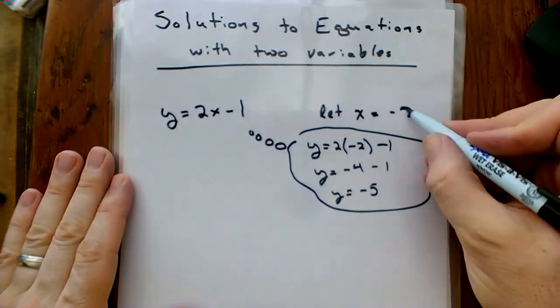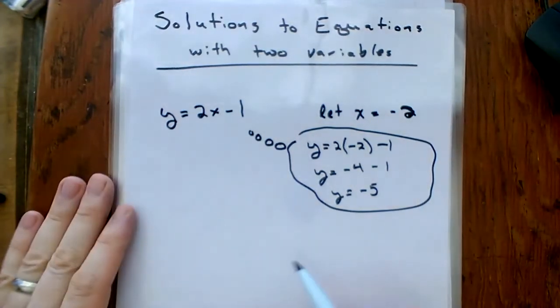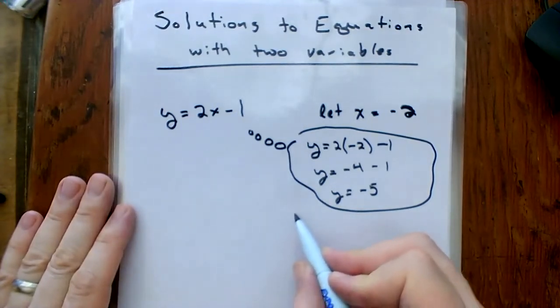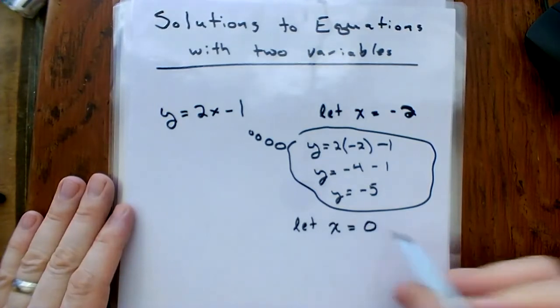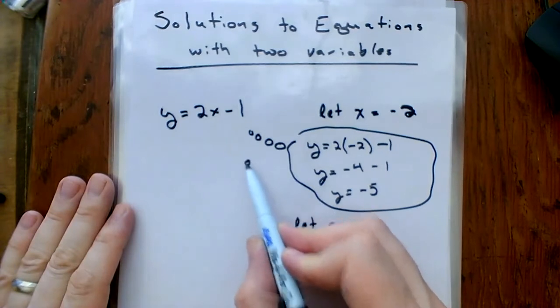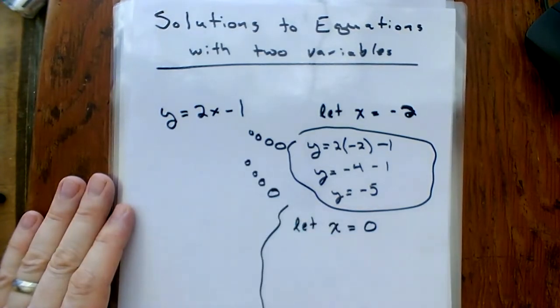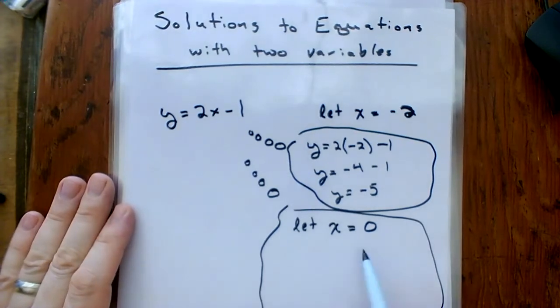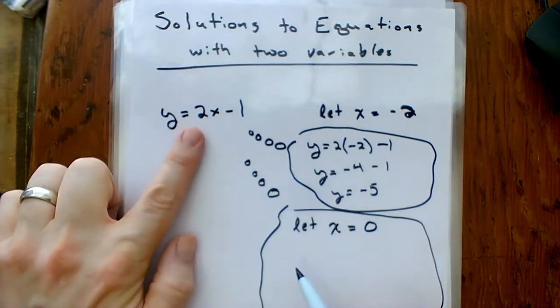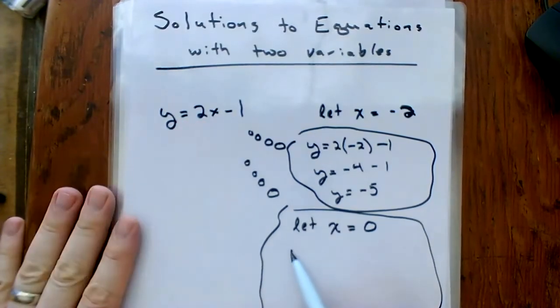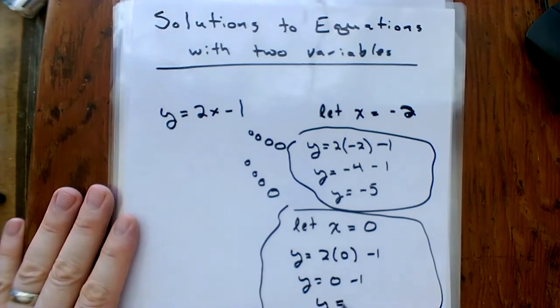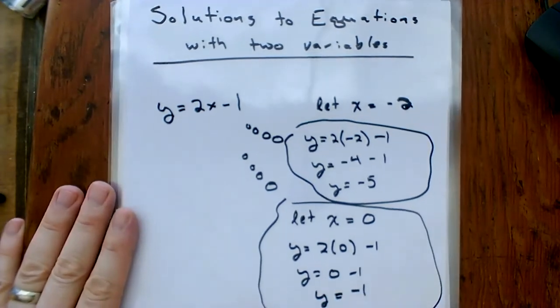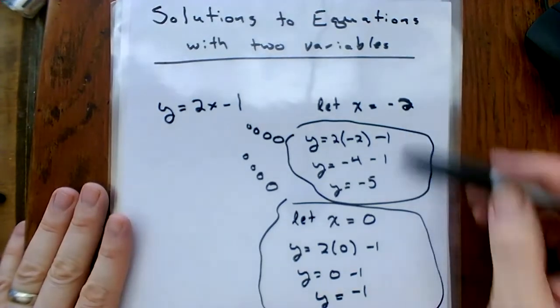Well, that's if x is equal to one number. How about let x be another number? Let's let x equal 0. And if x were equal to 0, we're going to substitute our value of 0 in for x. So y is equal to 2 times 0 minus 1. 2 times 0 is just 0, so y is equal to 0 minus 1, or y would be equal to -1. So already I've got two different solution pairs.